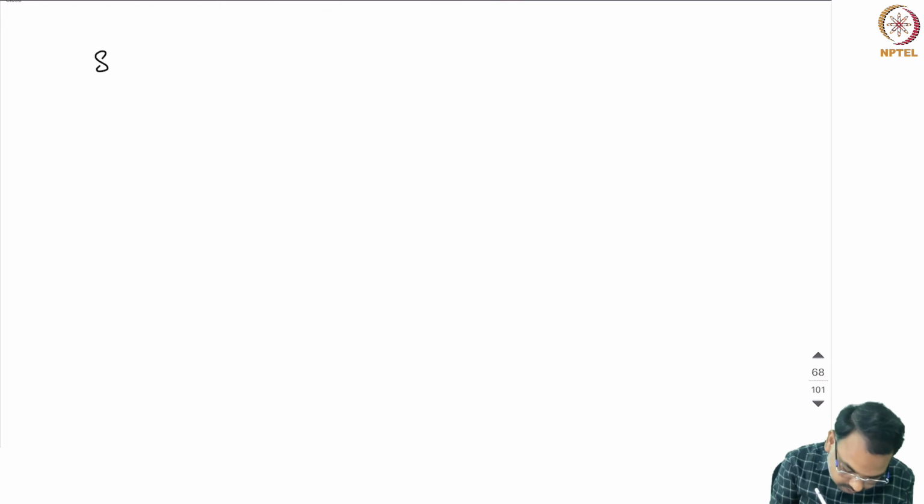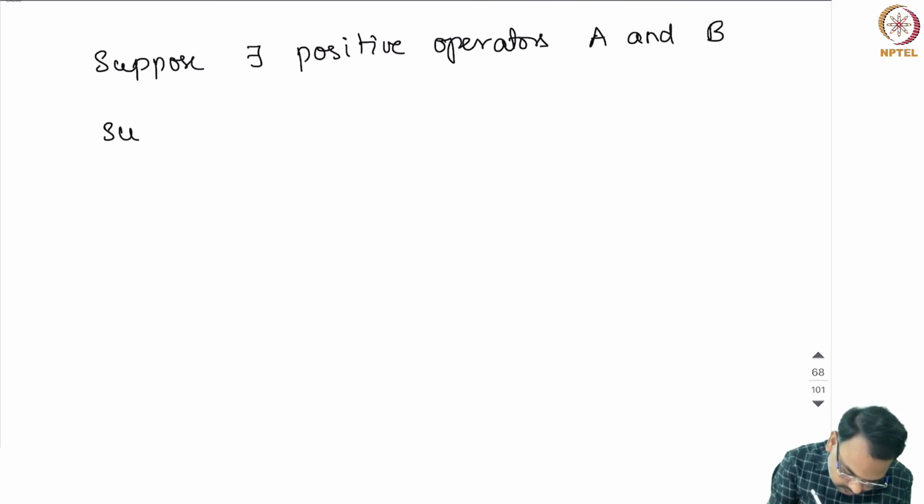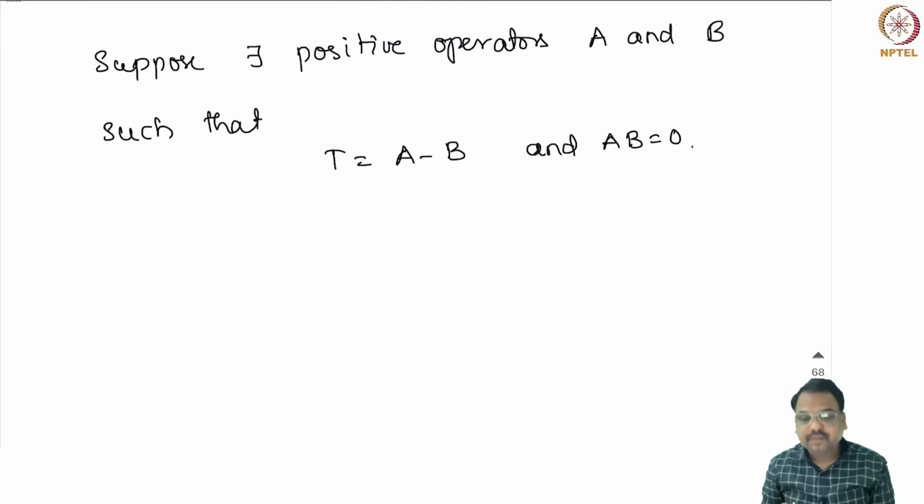Suppose there exist positive operators A and B such that T equals A minus B and their product is 0. Then we want to show that A is nothing but T plus and B is nothing but T minus.